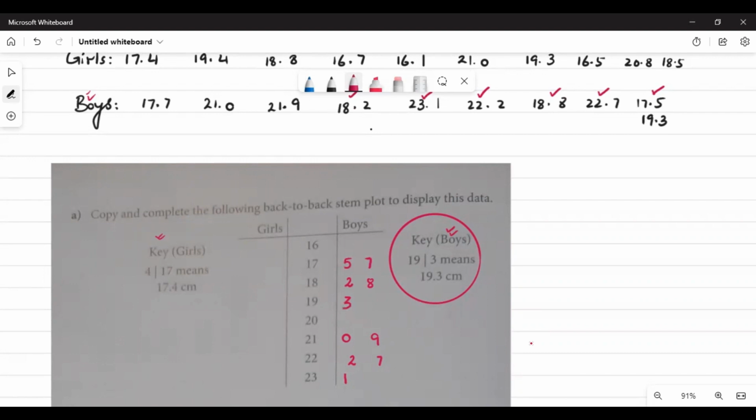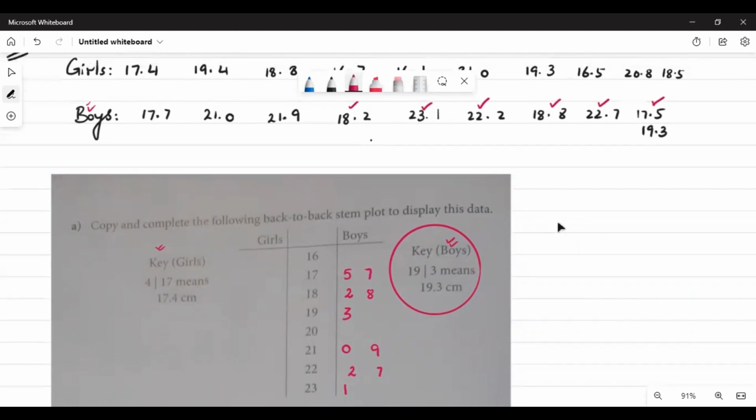Total, how many values are there? The total values we have are 1, 2, 3, 4, 5, 6, 7, 8, 9, 10. Total 10. We can even count from here. So we plotted all. Now come to the girls' data.